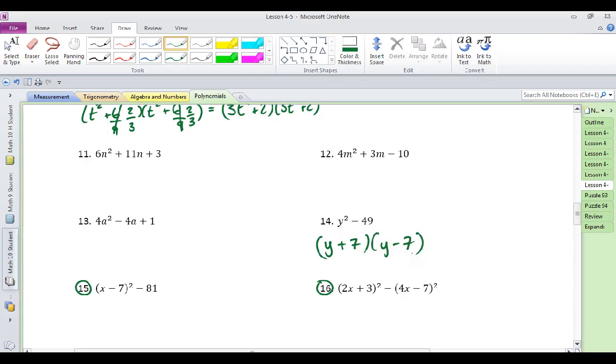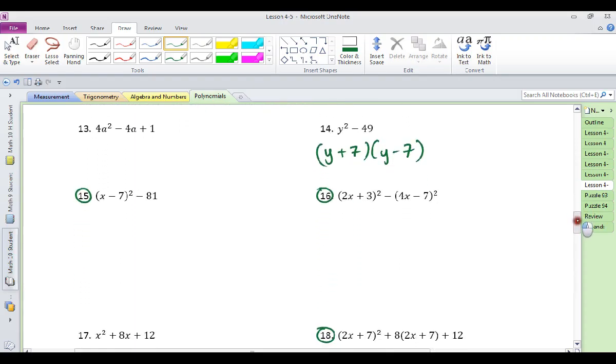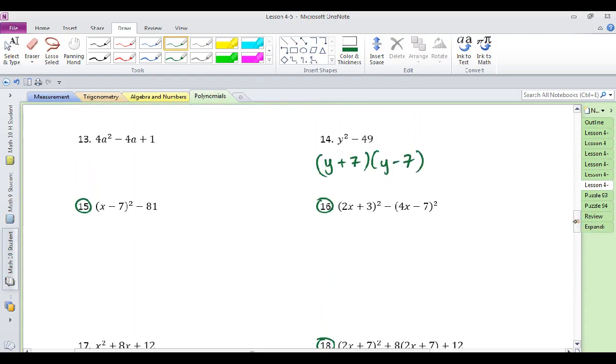Cool? All right, now we're going to do a couple of other special ones just to get you aware. Does this look weird? A little bit. Watch. A equals x minus 7. I showed you this yesterday. So if A is x minus 7, what can I write here instead of x minus 7? A. So that is now A squared minus 81. You know how to do that, don't you?